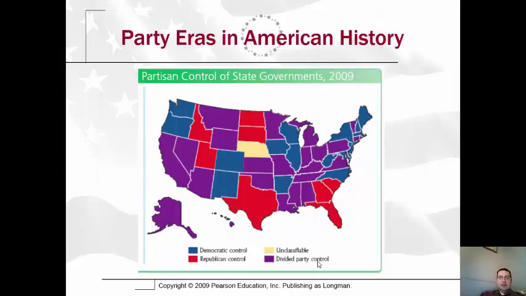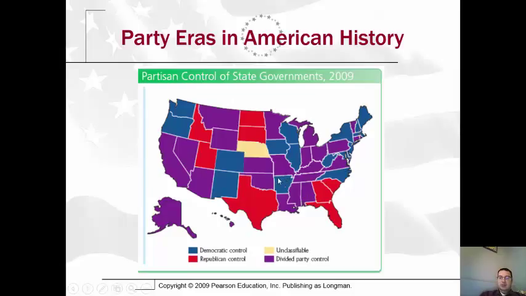So, these are partisan control of state governments. Which party controls state governments? And this is in 2009. And again, this chart has changed. For instance, Iowa is now a red state, because the governor and the House of Representatives are Republican in Iowa. And you have different states that have changed colors. Purple means it's divided, right? So the vast majority of these are divided.